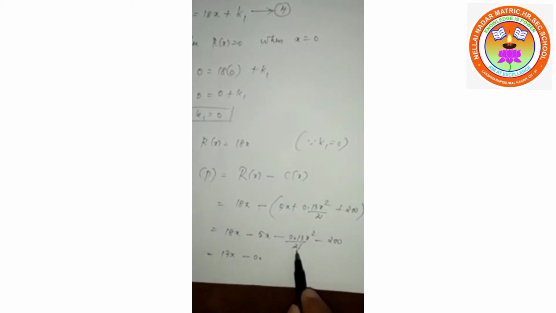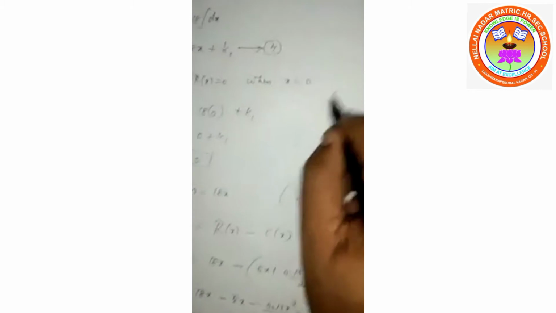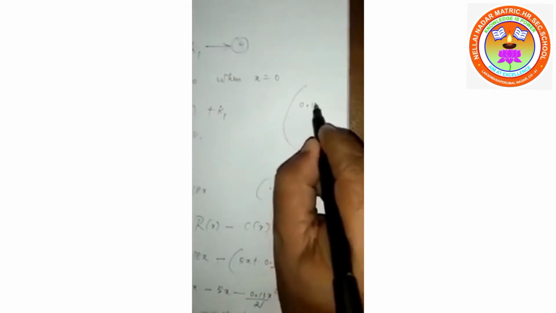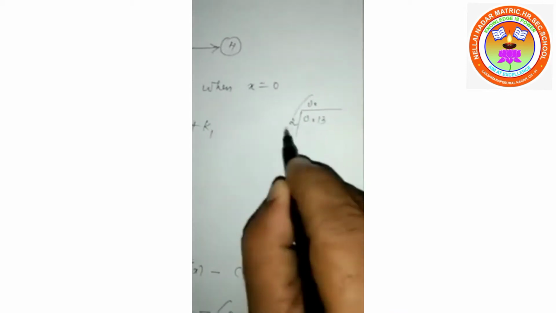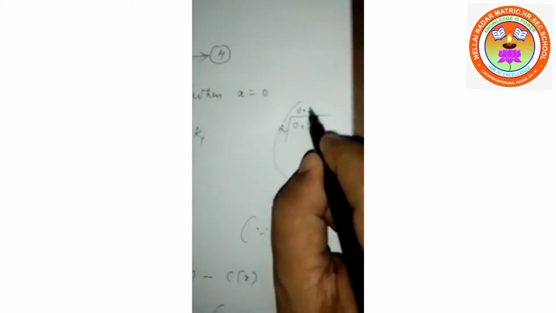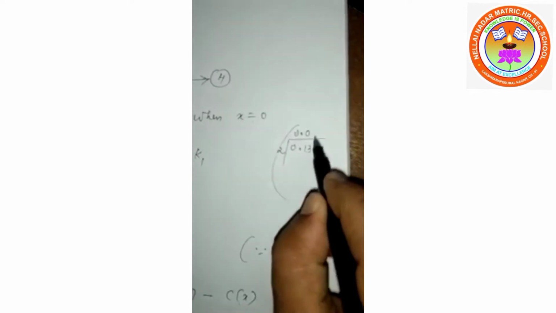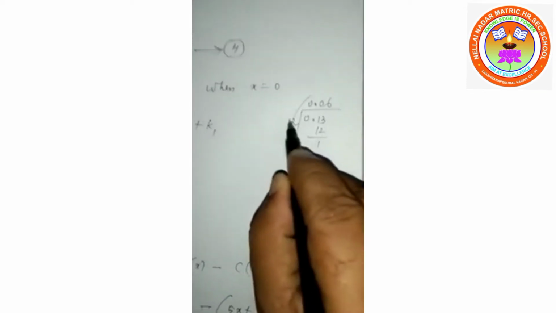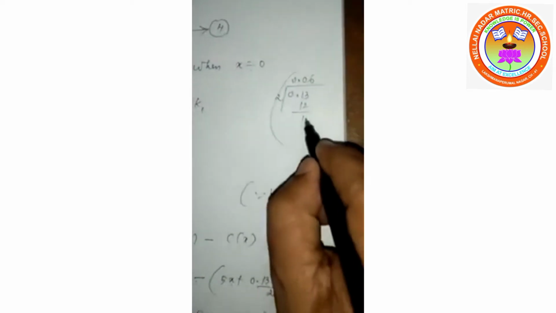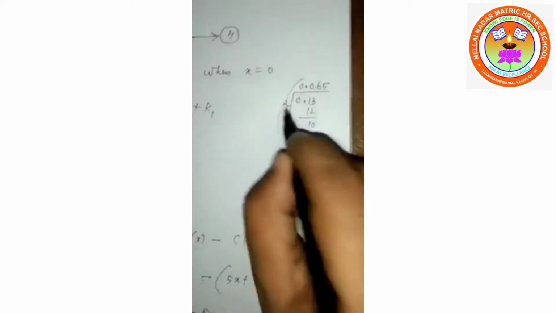0.13 by 2 is equal to 0.065 x squared. I do the calculation over here. 0.13 divided by 2, 0.1 cannot be, so that 0, you take 13, 6 2s are 12, balance 1, then 1 cannot be divided, so you can put 0 over here, then 5 2s are 10.